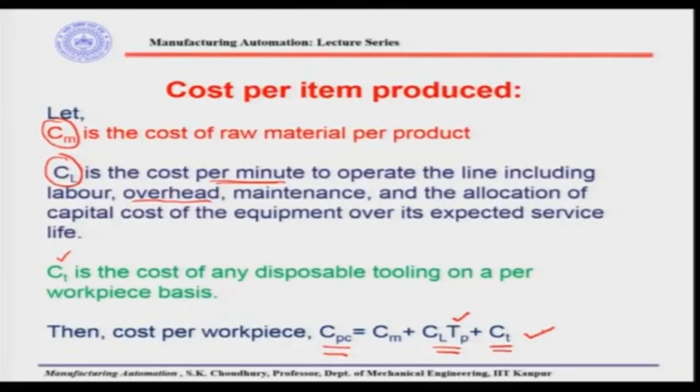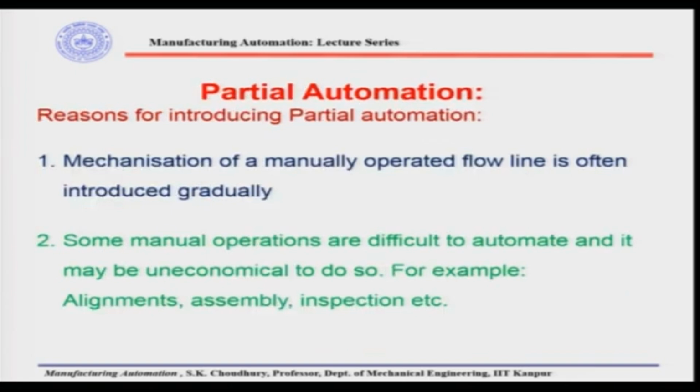As you understand, this is different from what we have done in the case of finding out the cost of a workpiece which is being manufactured in a standalone machine, because in the standalone machine we do not need many of these things, but we need something else. So, those are to be included. Therefore, this is the cost per workpiece when it is being done on the automated flow line particularly. Let us discuss the next topic, that is the partial automation.